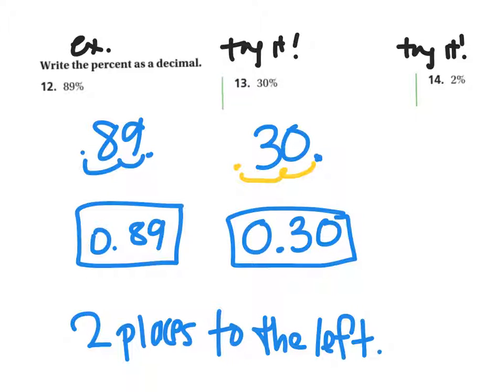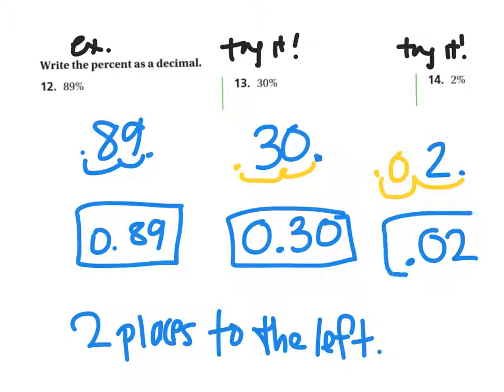Okay, and then this last one, we would have 2%. And now this one's kind of tricky. We still need to move it 2 places to the left. We have to add in a 0 there. So this would be 0.02. Don't forget that 0 in there, because if not, then you have 20%, which is different than 2%.